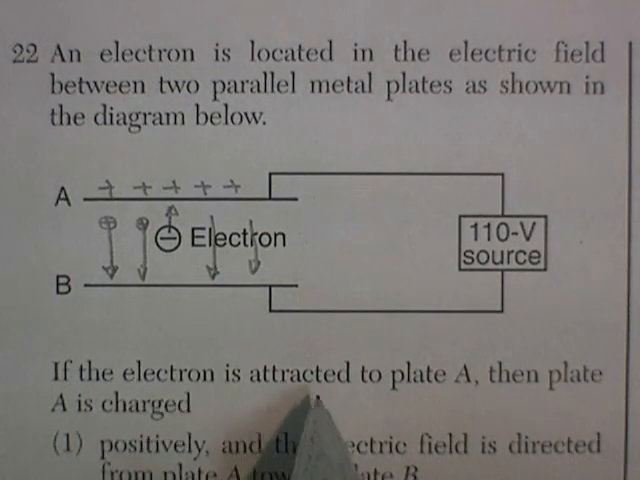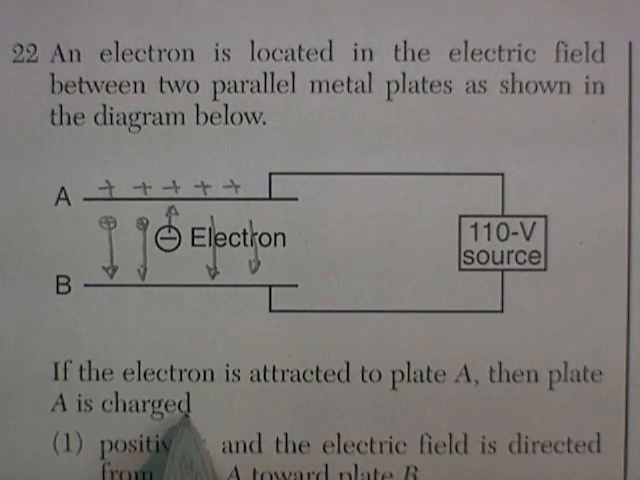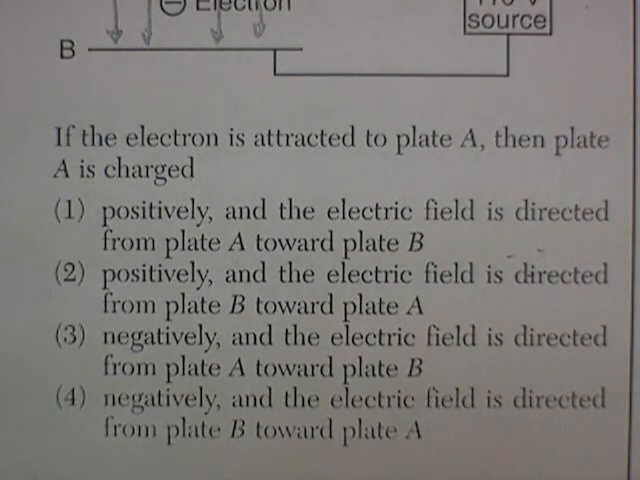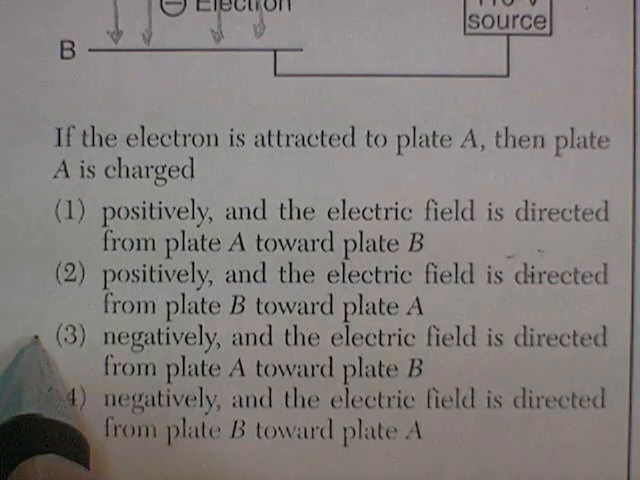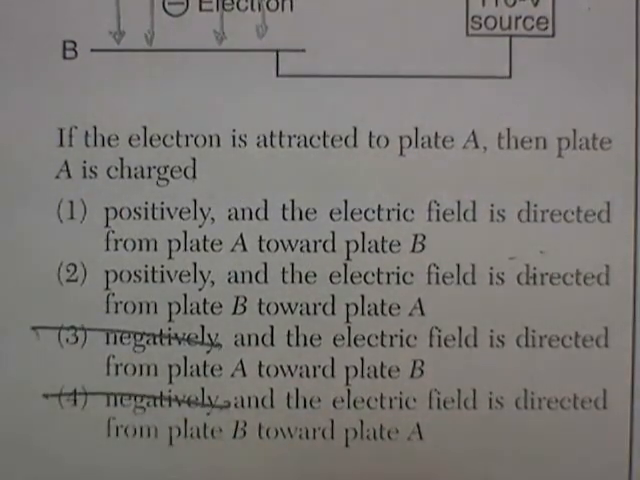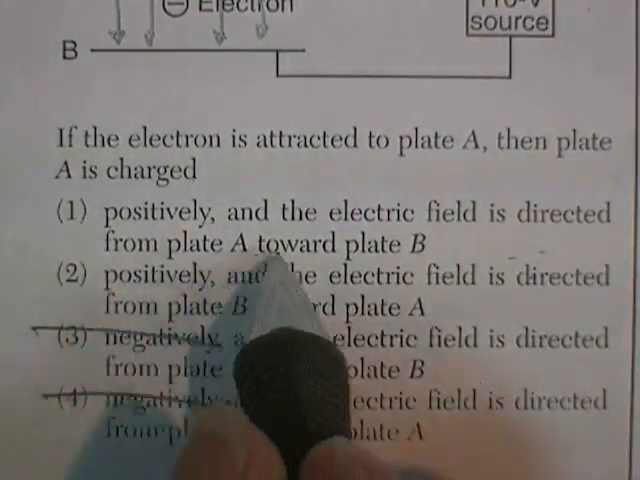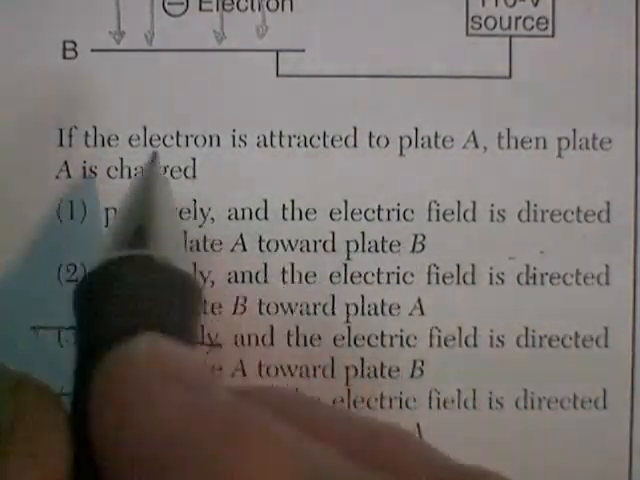Okay, if the electron is attracted to plate A, then plate A is charged. Okay, two-part question. So we believe plate A is charged positively. So 1, 2, can't be 3 or 4. That gives you negative. And the electric field is directed from plate A towards plate B. That's the correct answer.